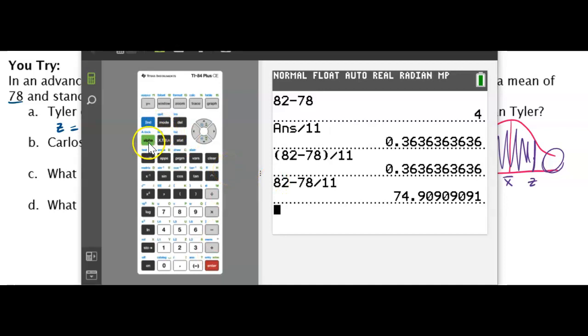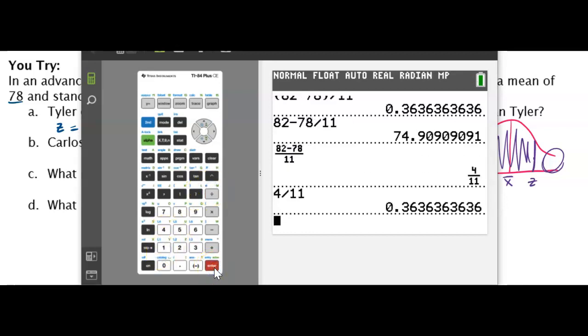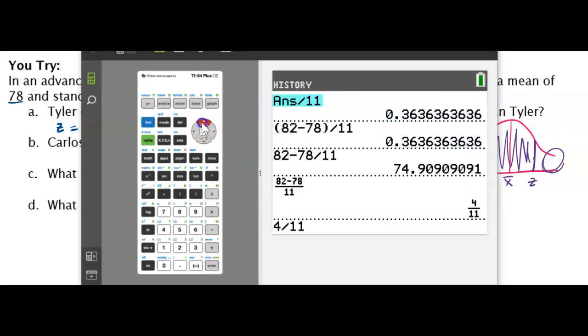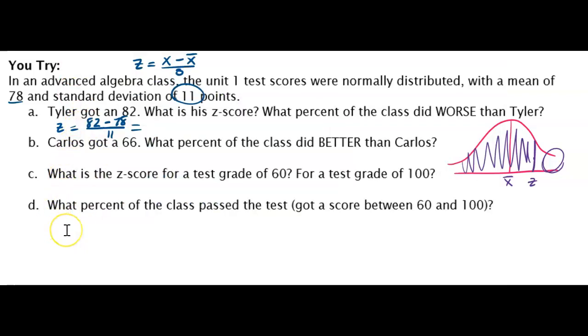The last way to do it is to use alpha y equals and put it in as a fraction. So you can do 82 minus 78 and then divide by 11. The only thing about doing that is, as you notice, your answer comes back as a fraction, so then you would have to do 4 divided by 11. I would not recommend this way. It takes more work. I would either recommend doing it the first way, where you subtract your numbers and then divide by 11, or use parentheses. So that was a really long way of saying that our z-score is 0.36. Let's write that down: 0.36. That's our z-score, and that answers the first question.